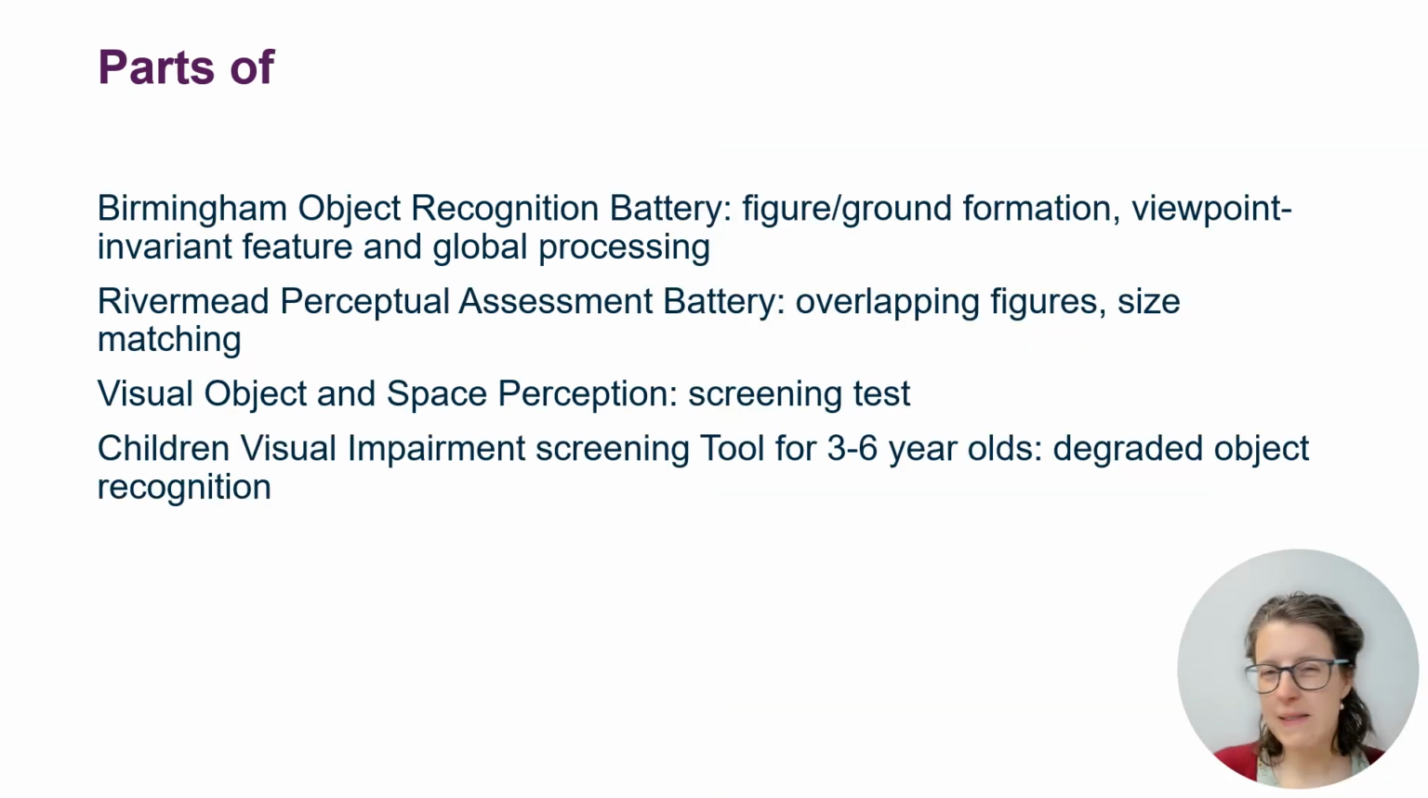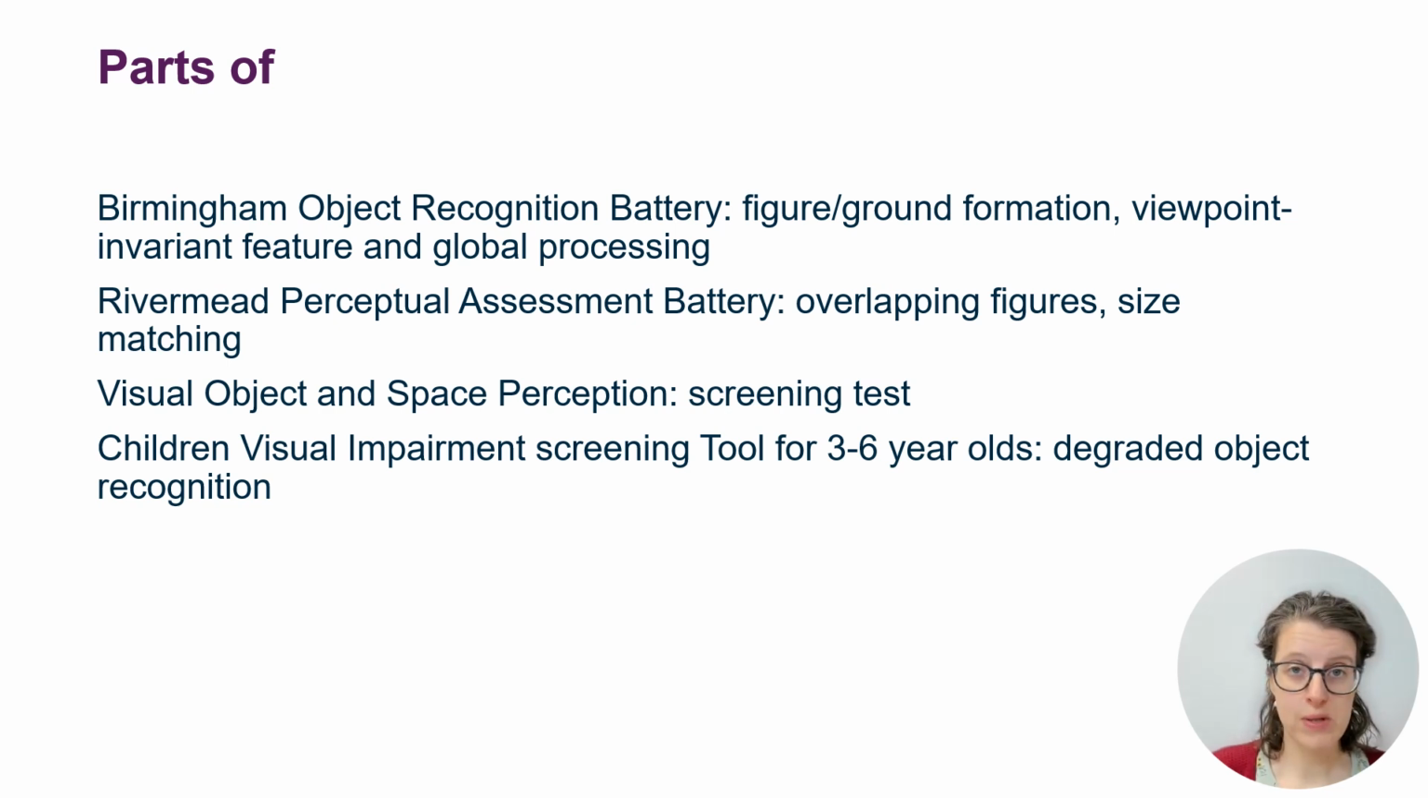For adults, there isn't really one test that you can do. It's rather using different aspects of different tests. So for instance, the Birmingham Object Recognition Battery has a few subtests that are specifically targeting perceptual organization. So there's a figure ground test. There are 2 viewpoint invariant subtests, one for features and one for global processing that you could use.